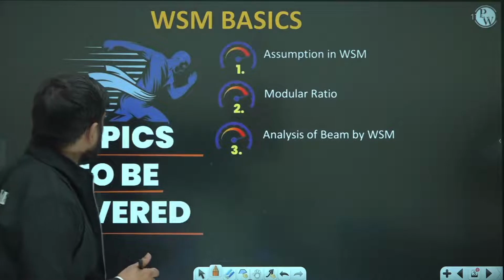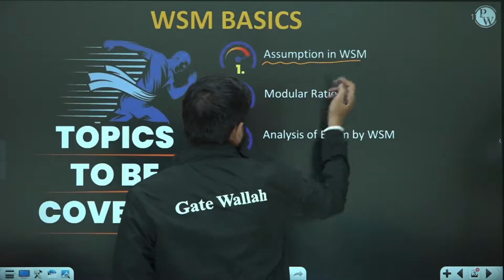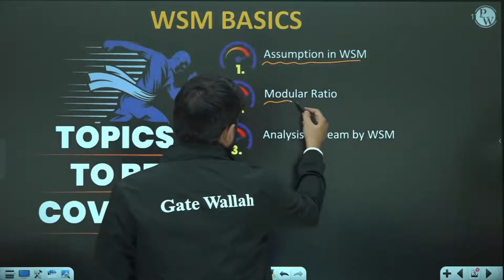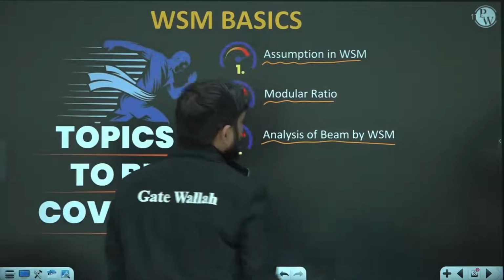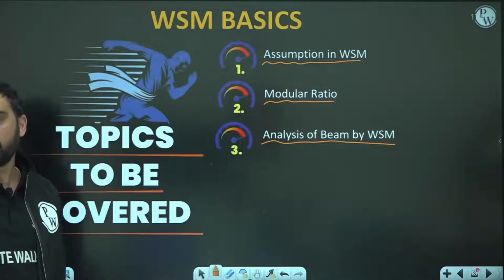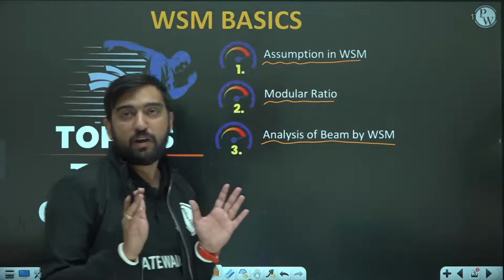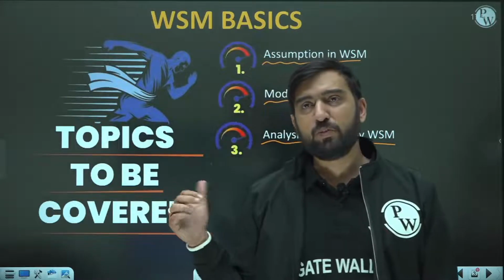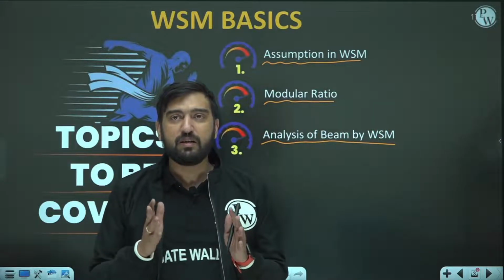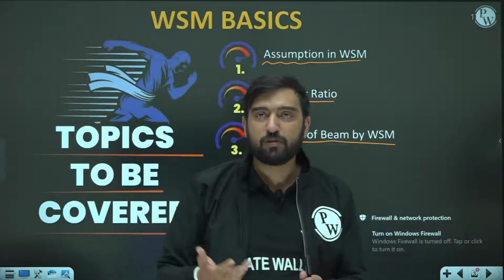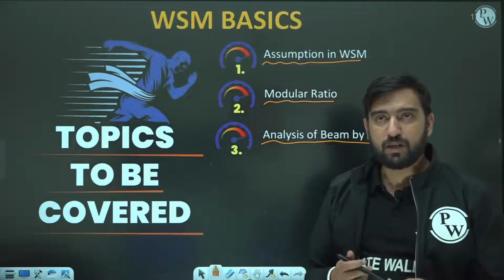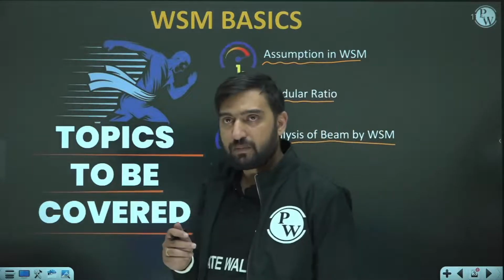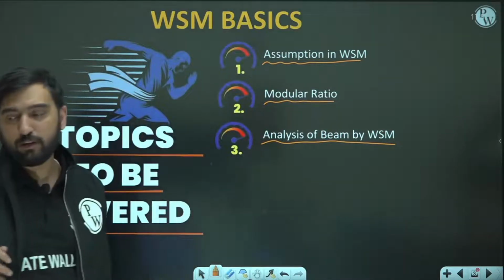The agenda of this class is to study the assumptions involved in the working stress method, the modular ratio, what the modular ratio is, and how to analyze a beam using the working stress method. These three topics we are going to see together, but this is not complete coverage, because by doing this you would be able to catch some basics, but the study would be confined only to singly reinforced sections. It can be extended to doubly reinforced section design, and flanged sections may also be there, but here we will keep only the singly reinforced section in mind.